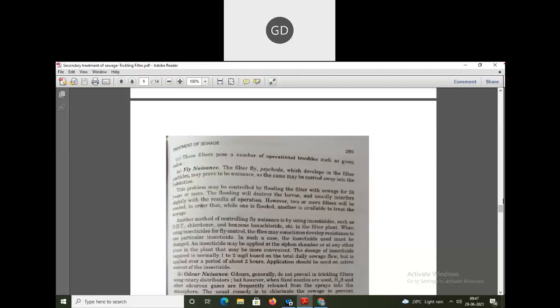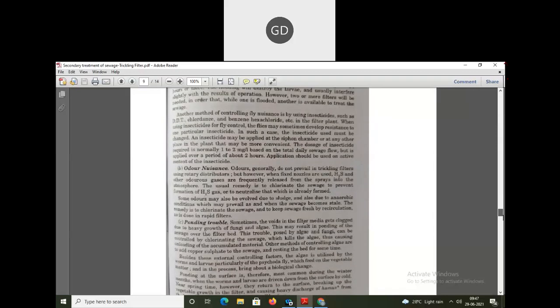So again, there are some different methods also for controlling this nuisance. You can use insecticides also. Insecticides, like you can use DDT, then you can use benzene hexachloride. So in the filter plant, you can use all these insecticides also. So in this way, you can control this fly nuisance. Then comes your other nuisance.